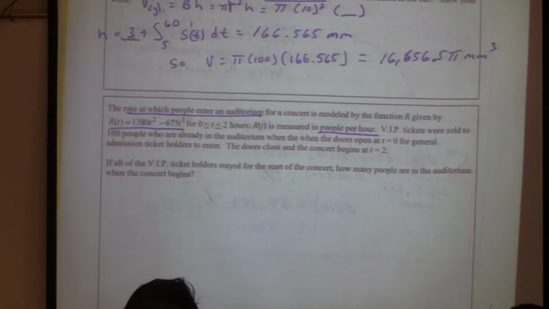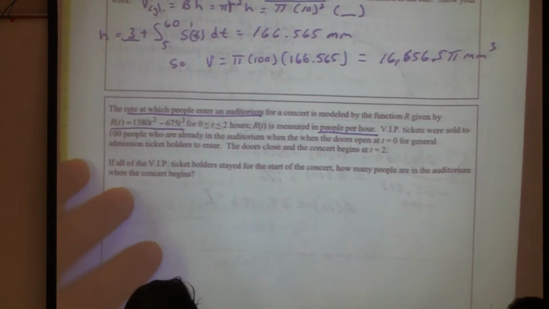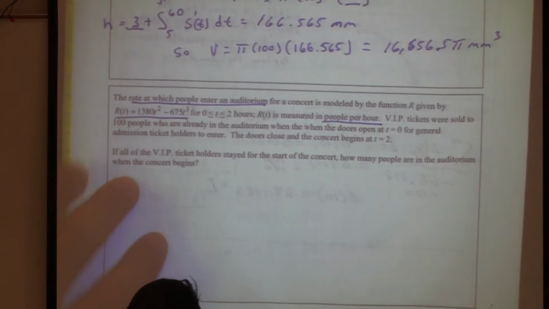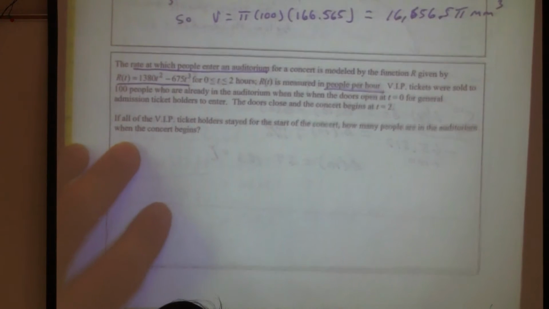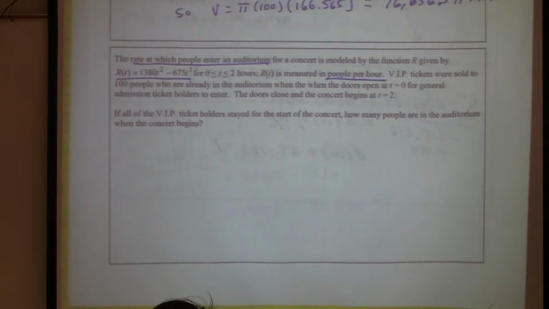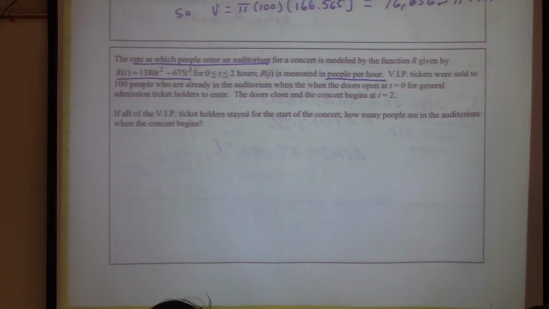Okay? So, anyway, the doors close and the concert begins at t equals 2. So after 2 hours, nobody can go in anymore. Right? You lost your ticket. Sorry, too bad. Question says, if all the VIP ticket holders stayed for the start of the concert, how many people are in the auditorium when the concert begins?